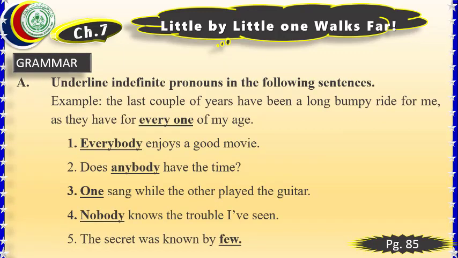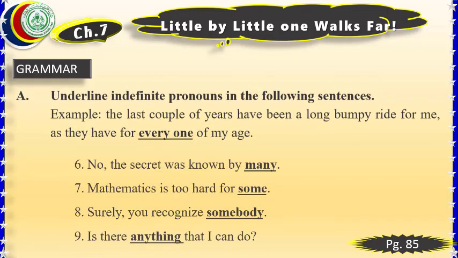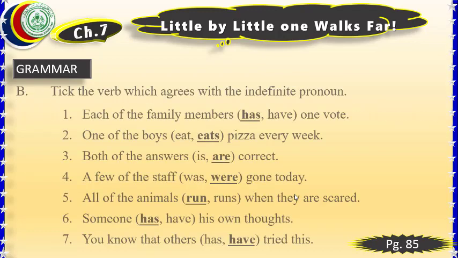In this exercise, we are set to underline indefinite pronouns in the following sentences. You can say, everybody enjoys a good movie. Everybody. Does it refer to a specific person? No. In the same way, anybody, one, nobody, few are indefinite pronouns. They don't refer us to specific things. These are the remaining parts of this exercise. In these parts, many, some, somebody, anything are indefinite pronouns.